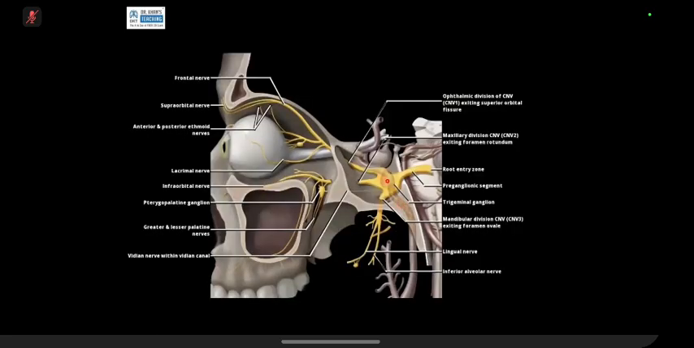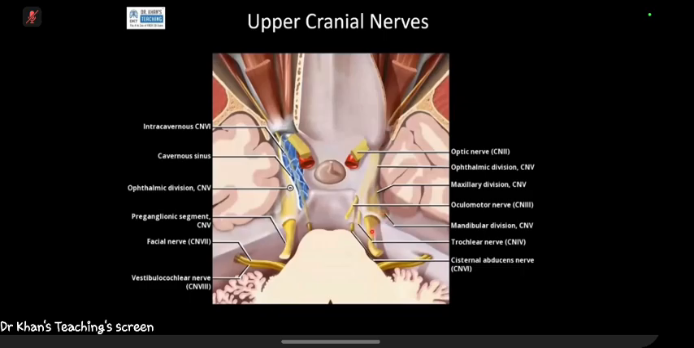The same repetition here once again. So this is the V1, V2, and V3. Please remember, V1 and V2 pass through the cavernous sinus. So this is the same, but it has got the meninges over it, and this is that CSF, and this is the cavernous sinus.